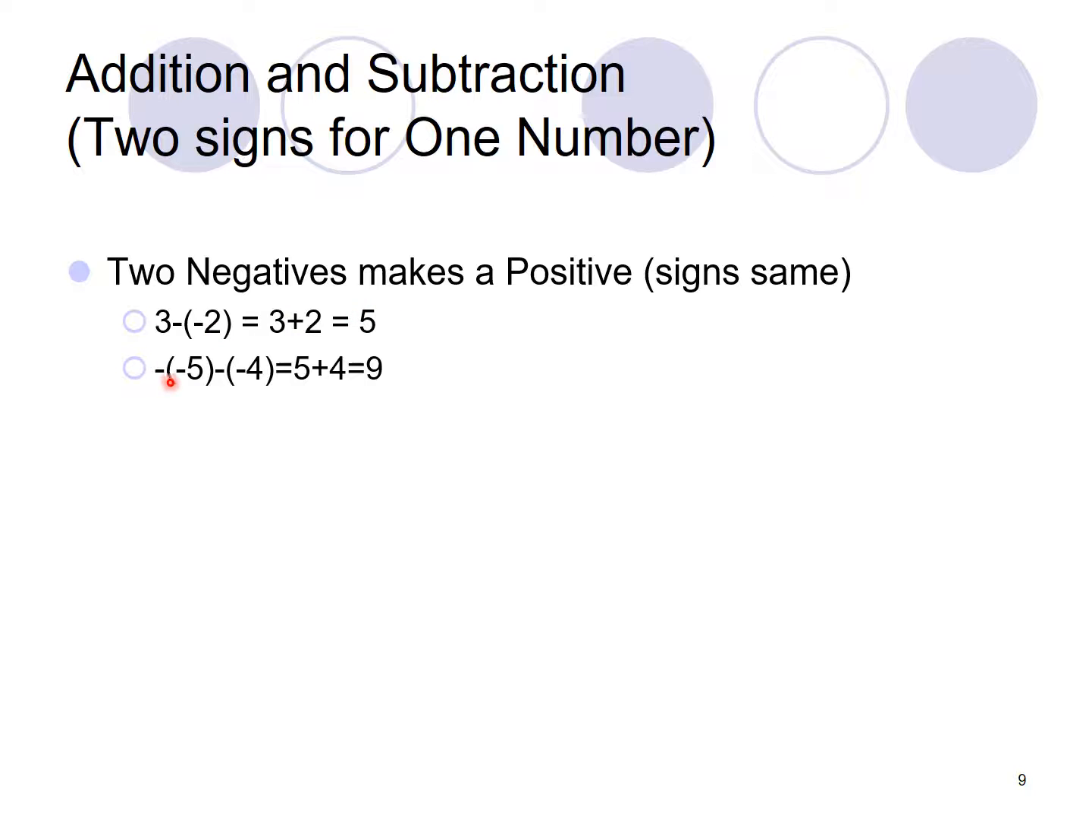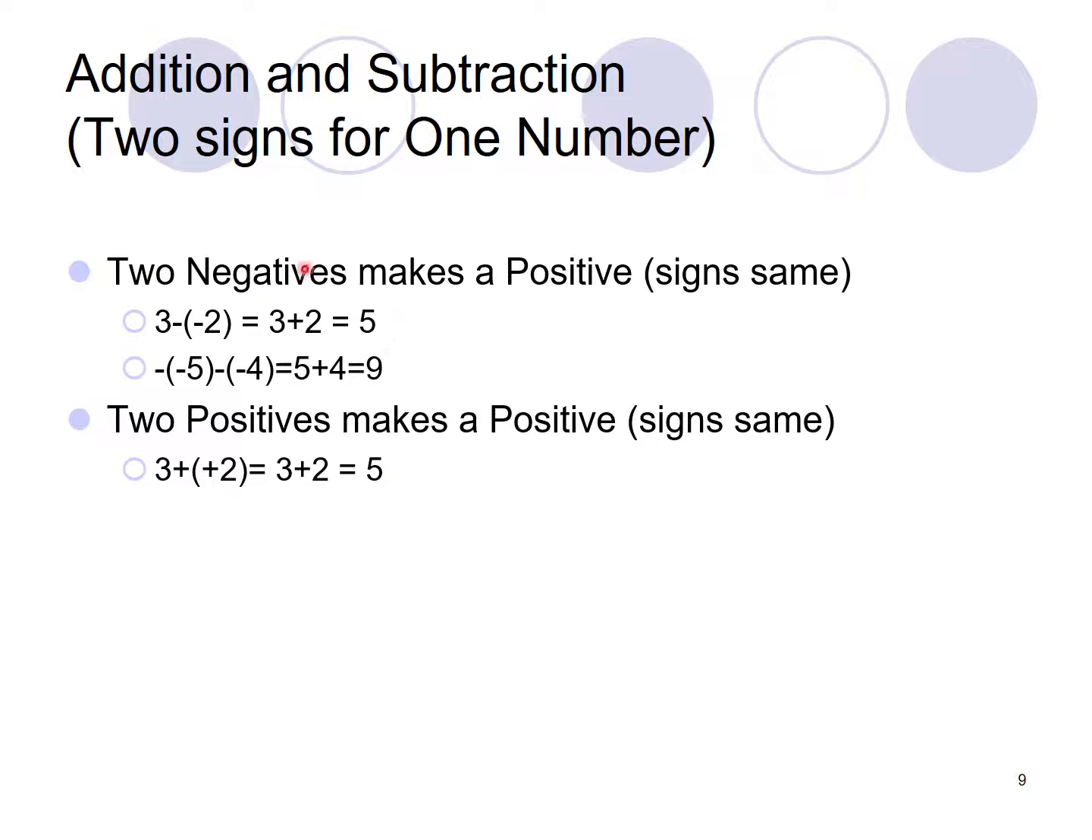So in this case here, there are 2 signs against the 5, there are 2 signs against the 4. Negative and negative makes positive, so we've positive 5 here. Negative and negative makes positive 4 here. So now we just have an ordinary looking sum. 5 plus 4 equals 9. Likewise, 2 positives makes a positive. So in this case, we've got positive and positive. So we end up with 3 plus positive 2 equals positive 5.